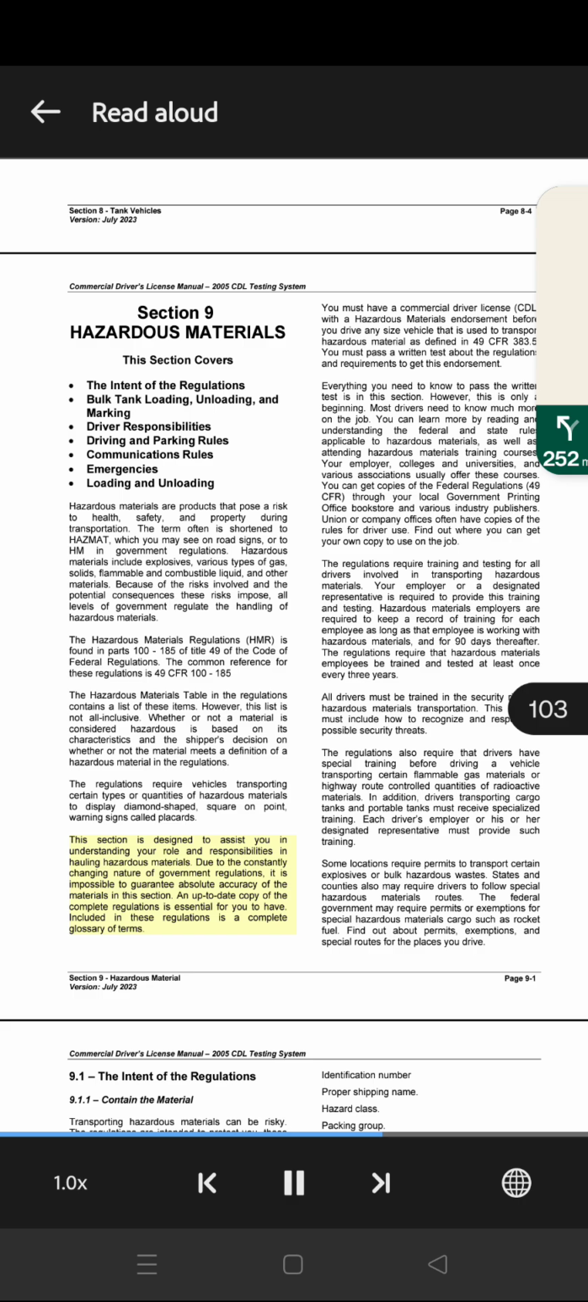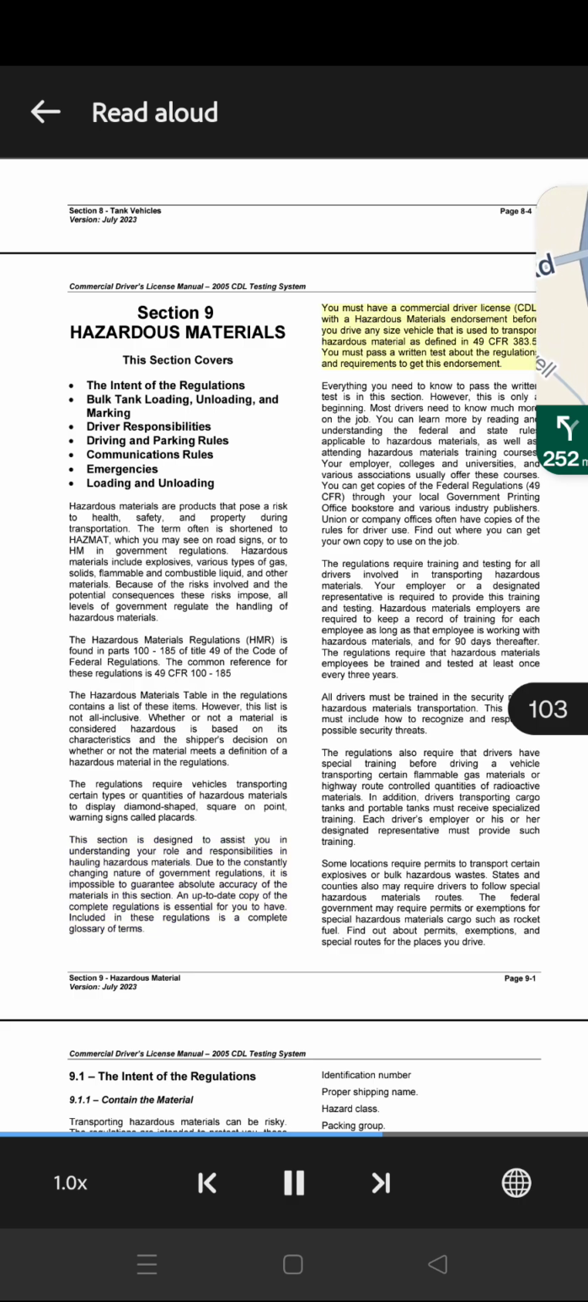Due to the constantly changing nature of government regulations, it is impossible to guarantee absolute accuracy of the materials in this section. An up-to-date copy of the complete regulations is essential for you to have. Included in these regulations is a complete glossary of terms.